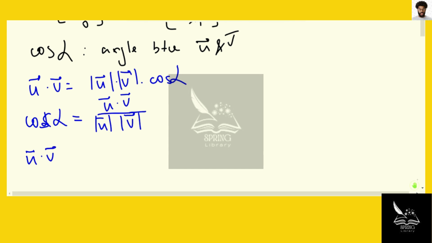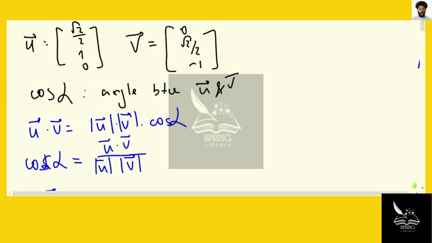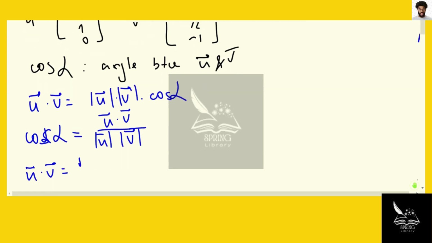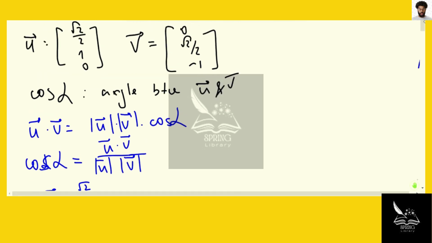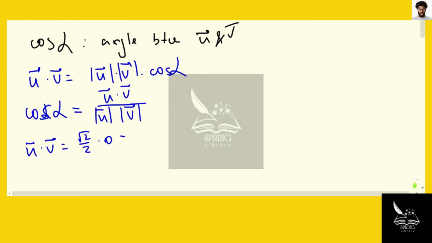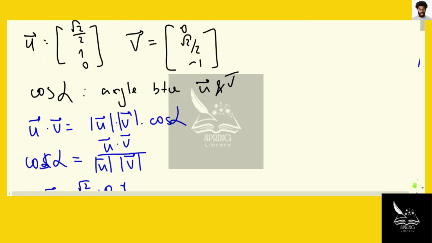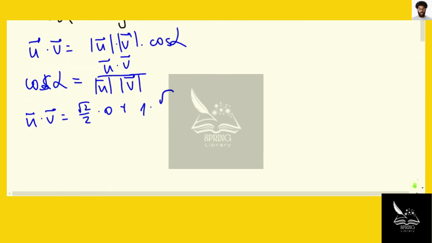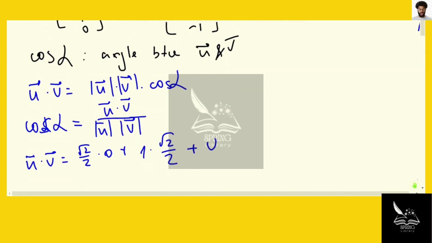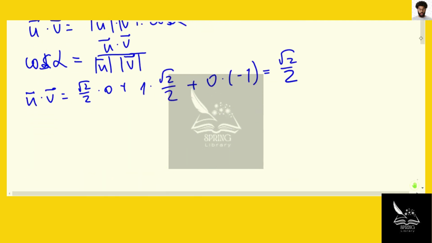So we basically have to multiply coordinates. So it equals square root of 2 over 2 multiplied by 0 plus 1 multiplied by square root of 2 over 2 plus 0 multiplied by minus 1, which is square root of 2 over 2. So now let's find the length of each vector.